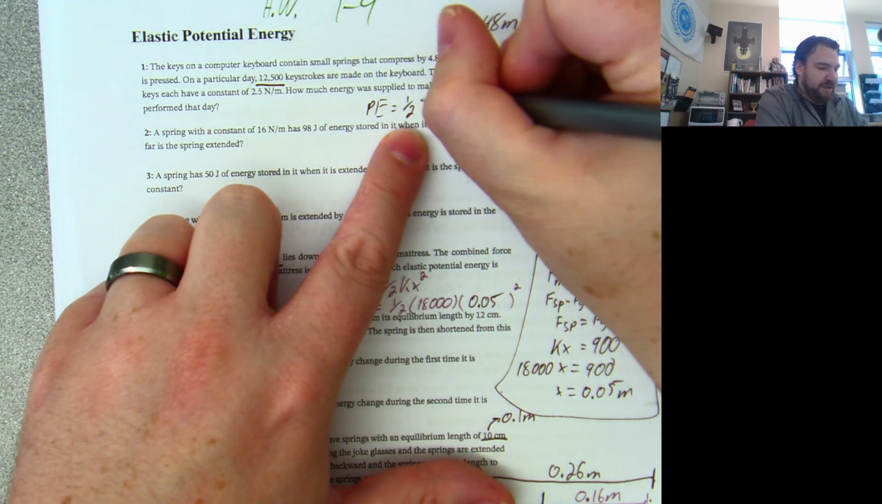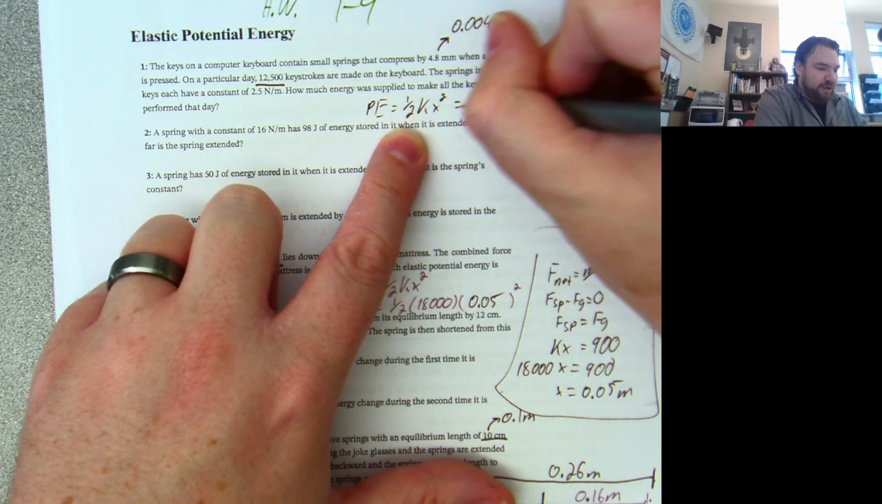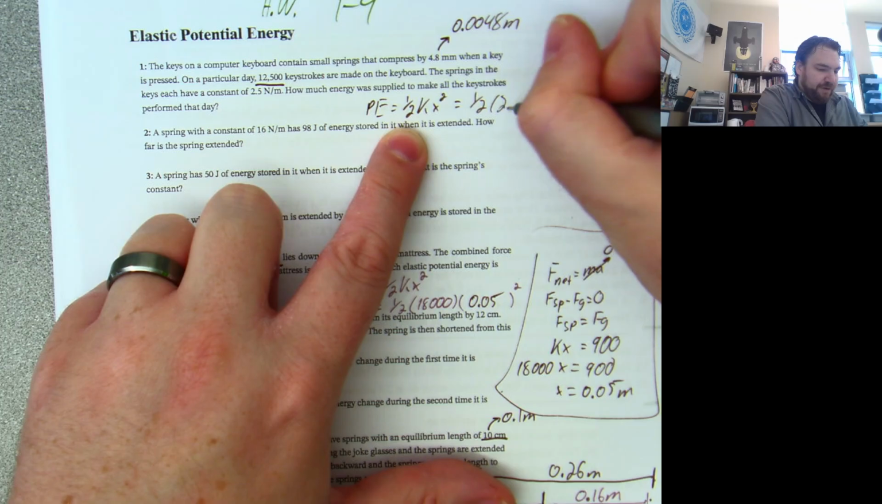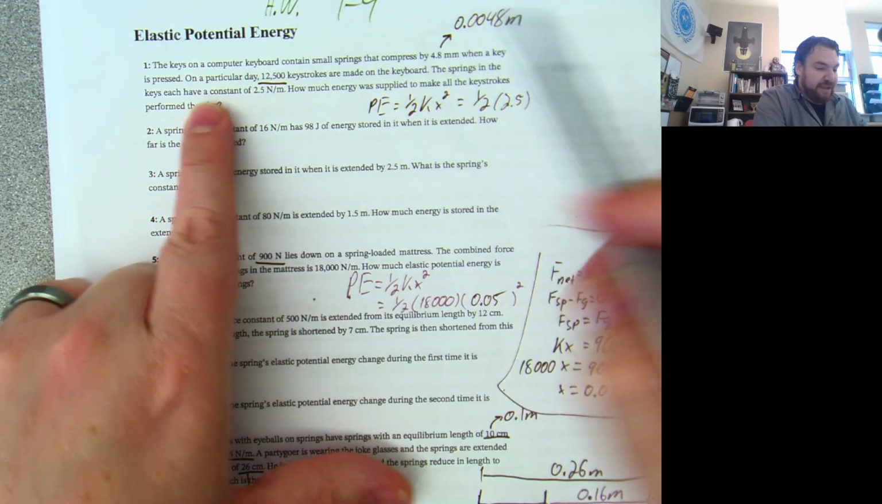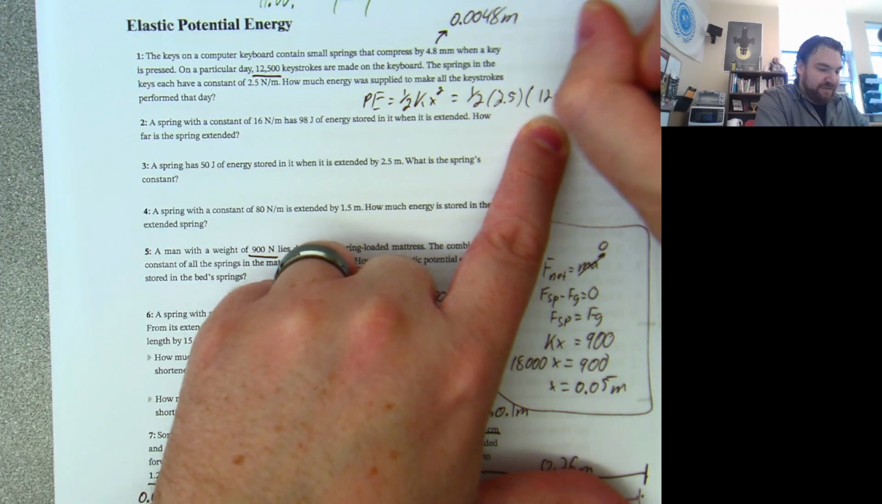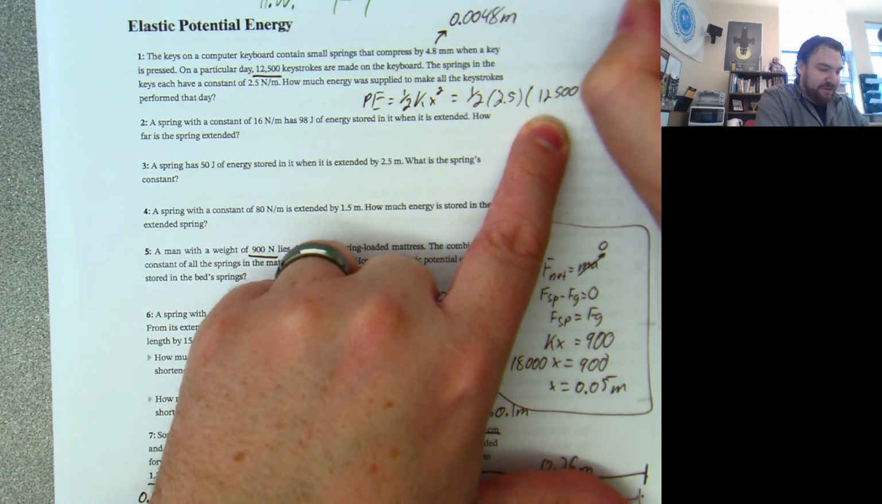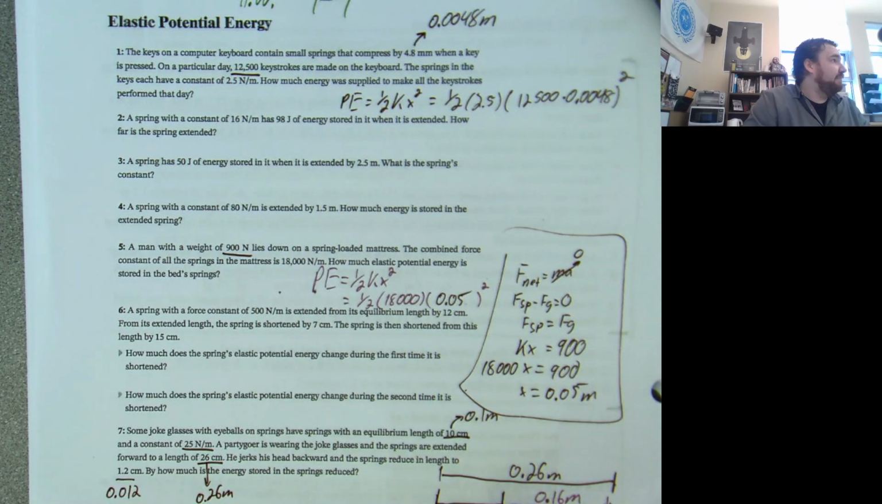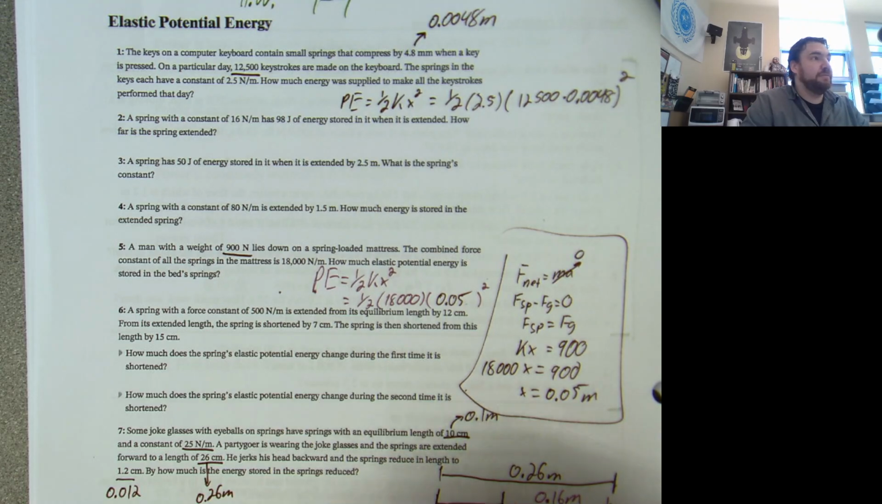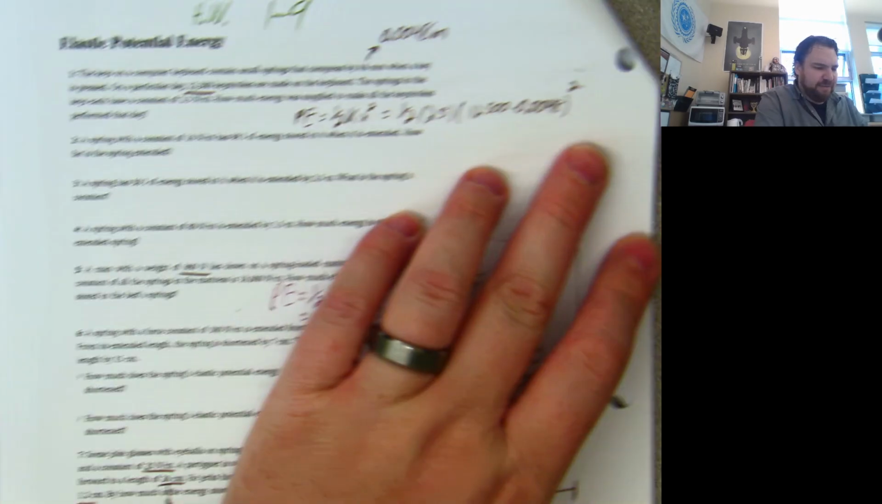So we're just looking for PE. PE is equal to half kx squared. So we're going to have 1/2 times 2.5 newtons per meter, that's the constant, and then this is going to be 12,500 times 0.0048 squared. And that's all of it. You can think of a whole bunch of little compressions as one big massive compression. Does that make sense, Cal? And I don't remember, 150, I think is the number that you're looking for there.